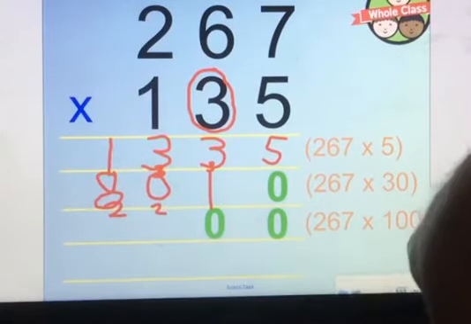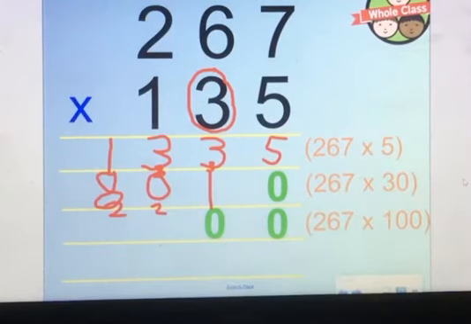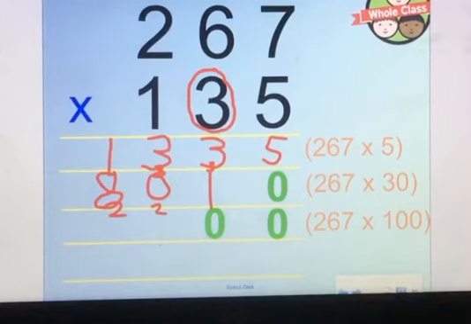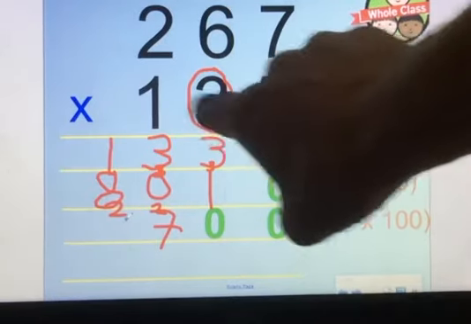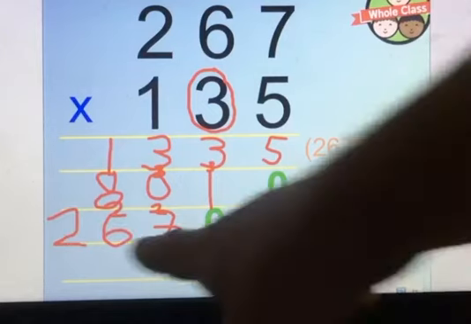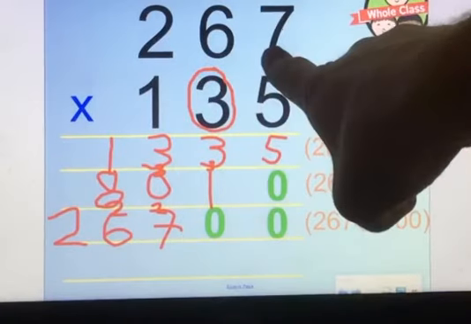And the last one, we times it by 100, so I've put 2 zeros in there because when you times by 100, you move everything 2 places to the left. So if these 2 zeros are going to automatically move things 2 places to the left, it's going to times by 100 for me, which means I can just times by 1. 7 times by 1 is 7. 6 times by 1, I should have moved that circle back over, but you know where I am. 6 times 1 is 6, and 2 times 1 is 2. 26,700 is obviously 267 times 100.